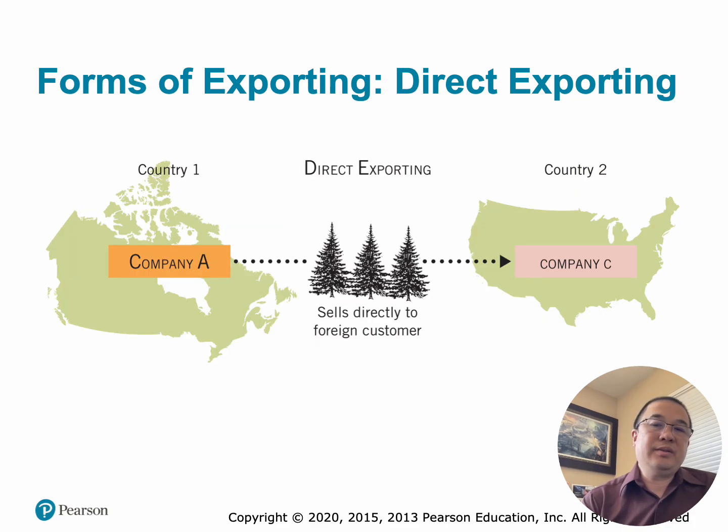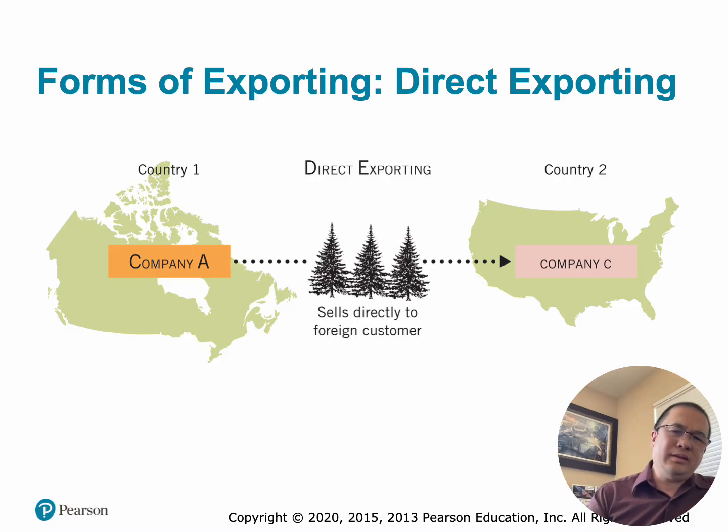So this diagram illustrates direct exporting, where a company sells its products directly to customers or distributors in a foreign country without using a domestic intermediary. So what is happening? Company A is located in country 1, Canada in the diagram. Company A exports its products directly across national borders. Company C in country 2, the United States in the diagram, purchases products directly from Company A.